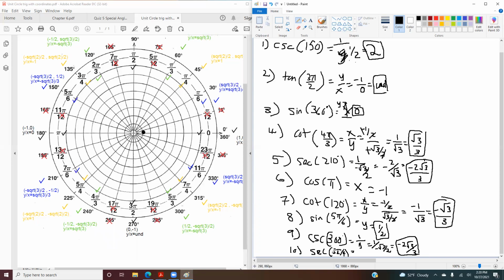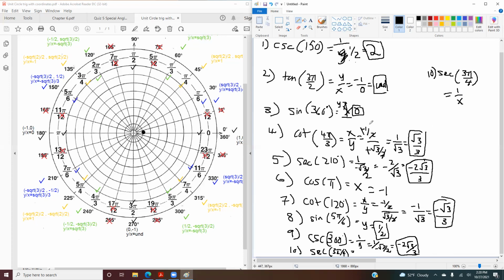And the last one is secant 3 pi over 4. I don't have room here. I'm going to write it here because there's more room on this side. So what is secant 3 pi over 4? Anyone? Secant is x, y, 1 over x, 1 over y, x over y, y over x. Which one? 1 over x, yep.